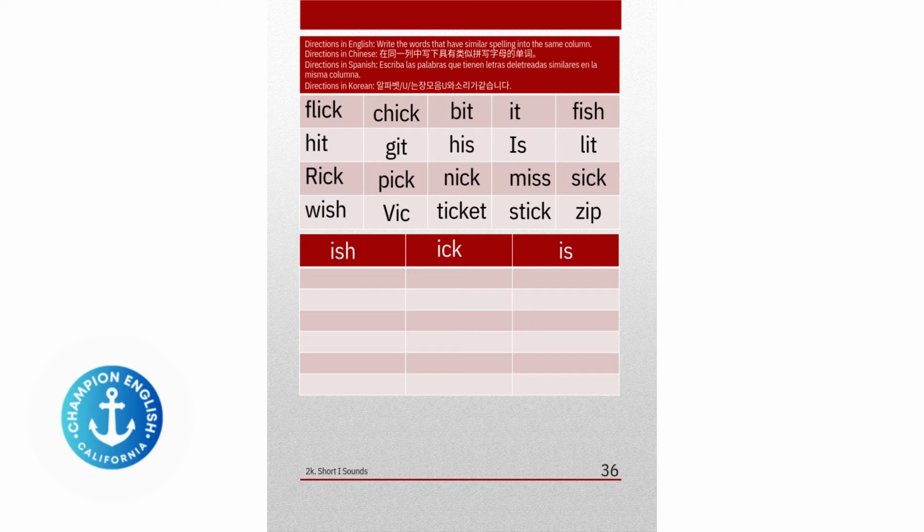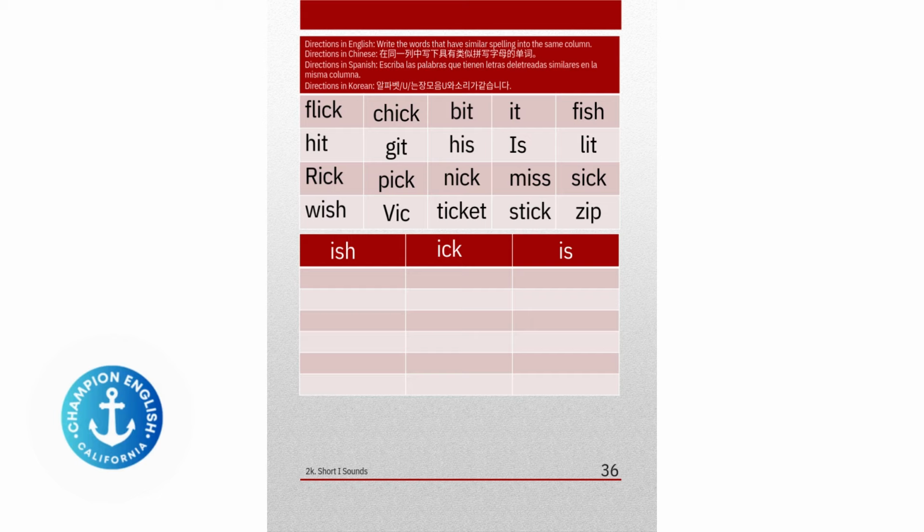In the second column, we have ick. Can we say that together? Ick. That's right, students. Ick. So you're going to put the words that have I-C-K in that column. And in the third column, we have is. We're going to put the words that have IS at the end in the third column.